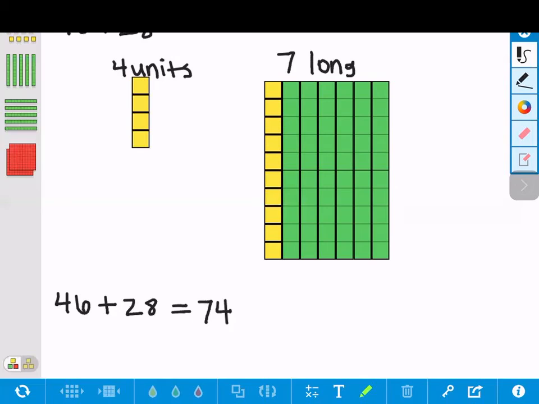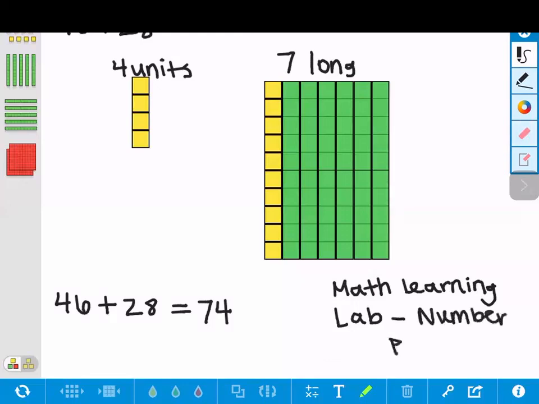Like I said, this app is the Math Learning Lab. It's free. I downloaded it before I made this video and it didn't cost anything. So, even in today's world where a lot of learning is online, you may be seeking out resources like this to use for virtual classrooms, just like I am seeking out resources for virtual classrooms. So this is the Math Learning Lab number pieces.